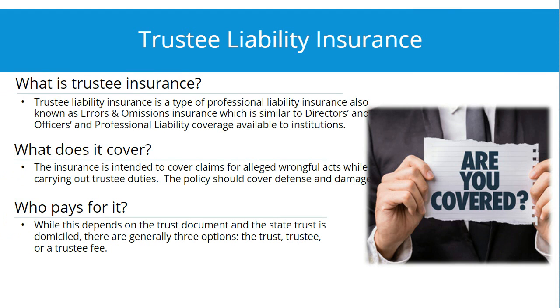So what does it cover? Trustee liability is a type of professional liability insurance, also known as errors and omissions, which is similar to directors and officers and professional liability coverage available to institutions. Pay attention to the structures of the trust assets, as there can be exclusionary or administrative language that dictate coverage. Make sure all of the roles and responsibilities are covered. As an example, a family advisor is not a trustee, so it needs to be added.